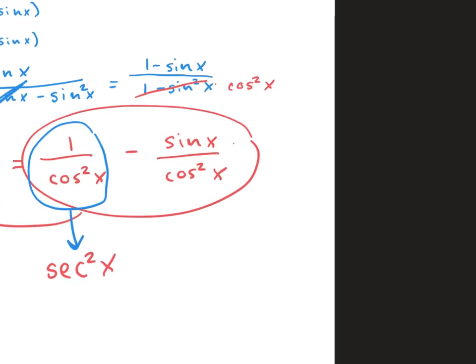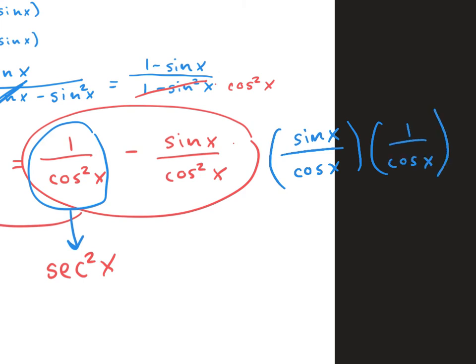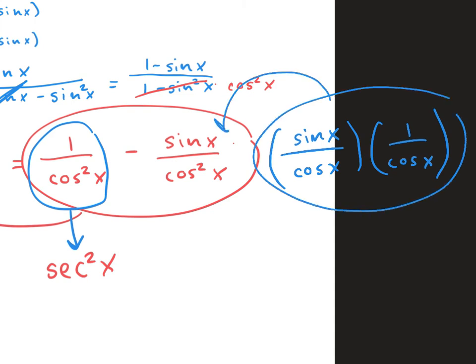So let's change this into sine x over cosine x times 1 over cosine x. I just broke this up, because if I multiply these two together, I end up with this. So I broke it up a little bit more. Now what's sine x over cosine x? Tan. So we have a minus tan x. And what's 1 over cosine x? Secant.